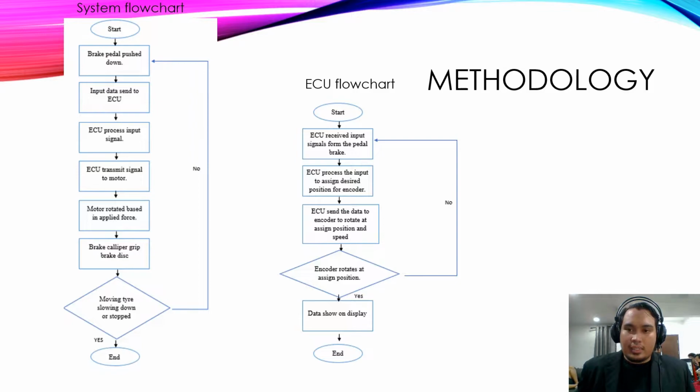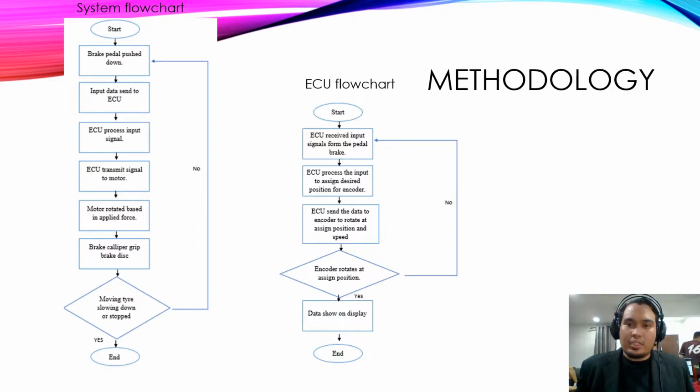Okay, this is my methodology. The system function starts when the brake pedal is pushed down. The input data will be sent to the electronic control unit. The ECU will process the input signal and transmit a signal to the motor. The motor will rotate based on the applied force. The brake caliper will grip the brake disc, so the moving tire will slow down or stop. If no, the brake pedal will be pushed down again. If yes, the system ends.